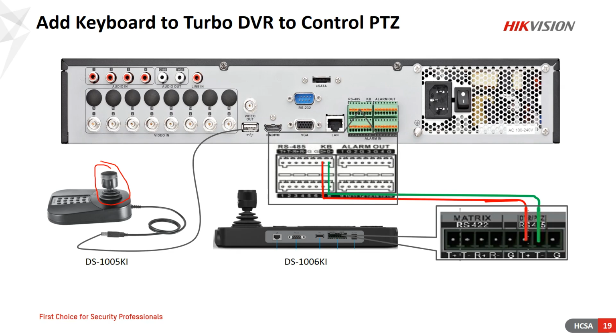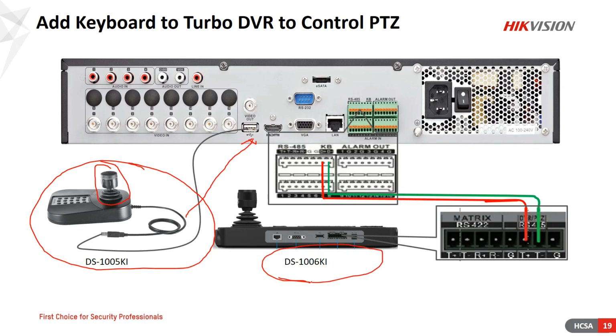And there are several different ways to access. This is the USB keyboard. We just connect the keyboard to the DVR by the USB interface. Or we can use the serial ports. We are going to access the serial ports over here. KB means keyboard. So we use an RS485 control transmission cable to connect the serial keyboard to the DVR to control the PTZ.